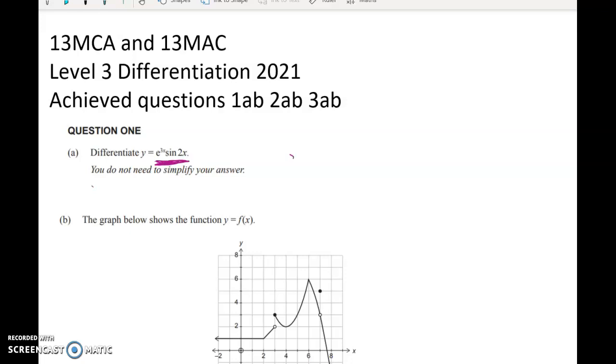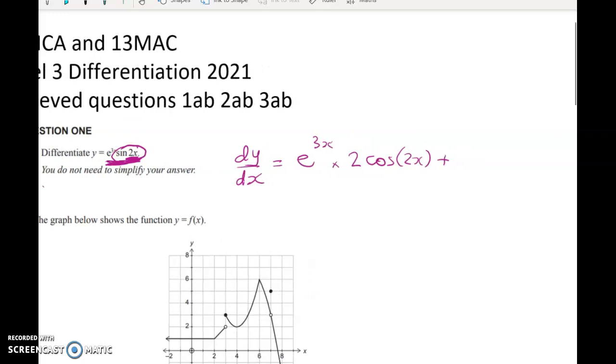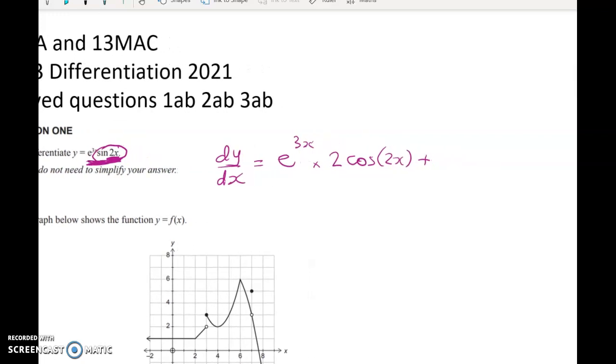straightforward product rule question. So dy by dx is going to be equal to the first function, e to the 3x, times the derivative of the second one, which will be 2 cosine of 2x, right, because of how the chain rule works on this function. So the inside function here is 2x, plus the other way around, the derivative of the first function, which will be 3e to the 3x, times sine of 2x.